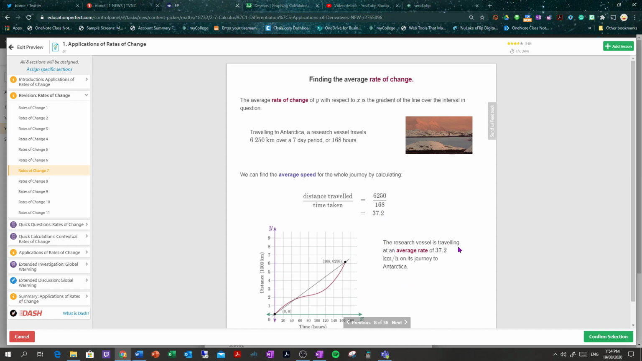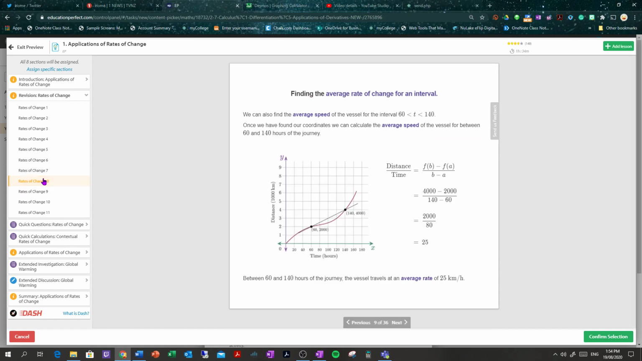So the research vessel is traveling at an average rate, from 0, 0 to this point here, of 37.2 kilometers an hour. That's the average speed. We can also find the average speed of the vessel between hour 60 and hour 140. Again, we draw a secant line to that curve, and we get an average speed for that vessel of 25 kilometers an hour.